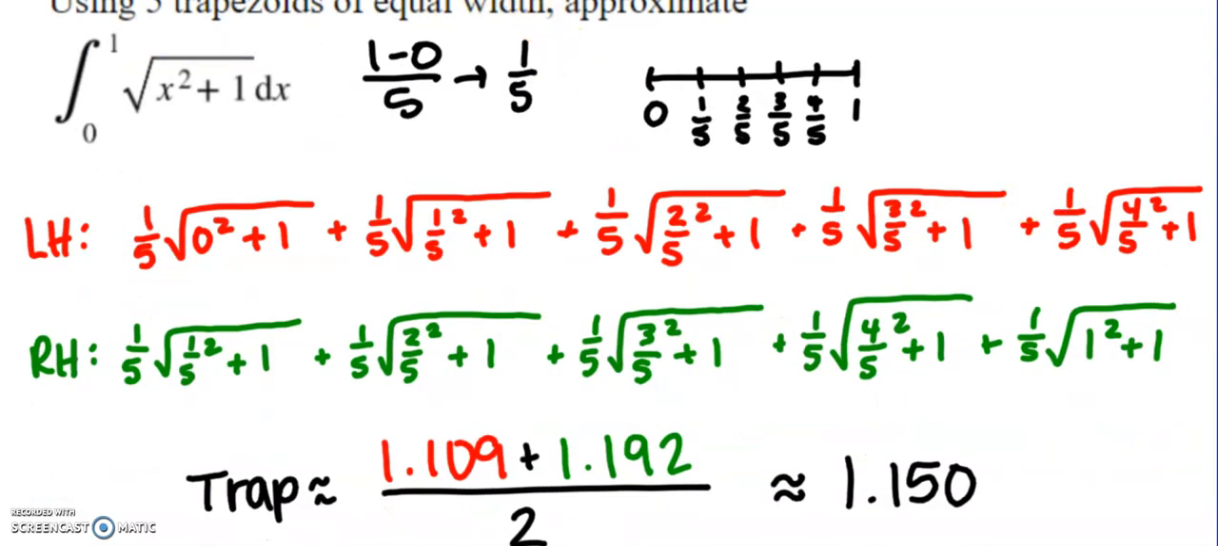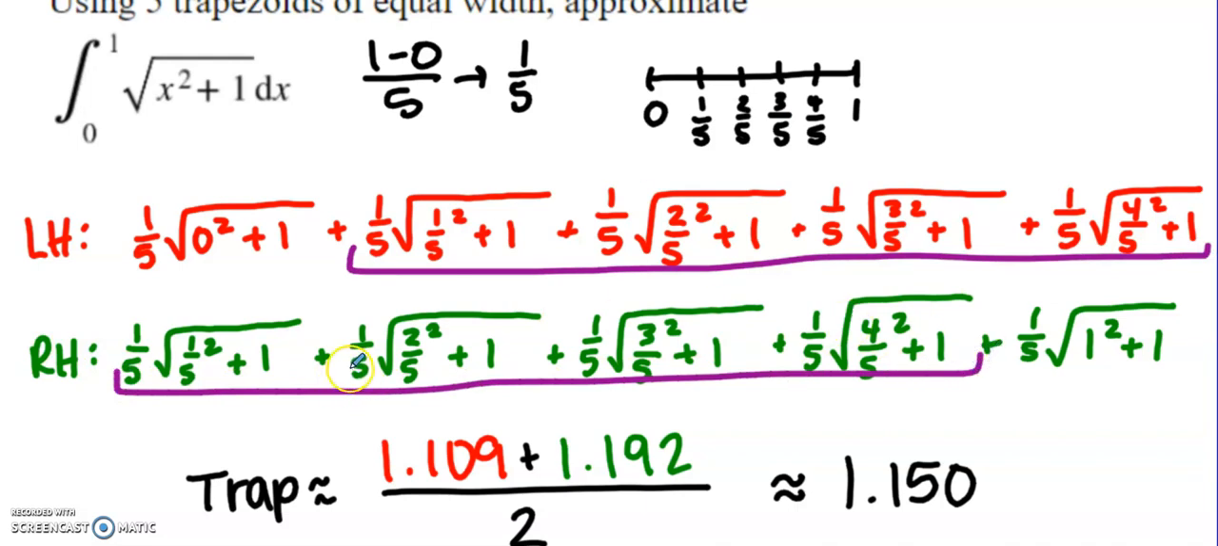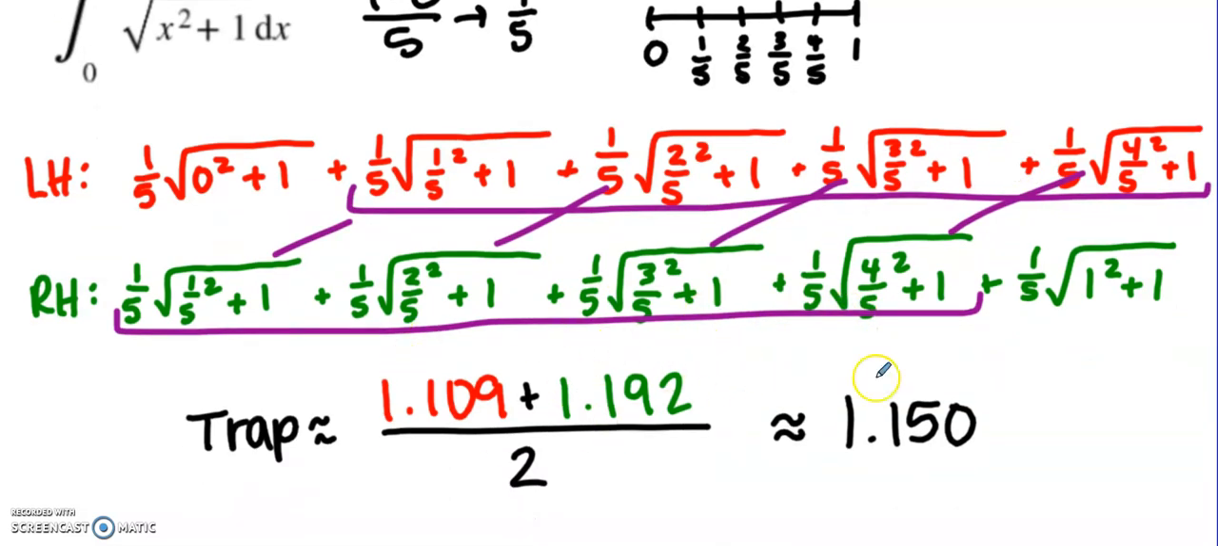Also, notice that our left-hand rule and our right-hand rule share these 2 things. So when you go to type in your right-hand rule after you found your left, don't retype in everything. That's so much work. Use these same 2 values, or I guess in this case, same 4 values, when you're finding your sum. That'll make things a little bit easier for you. So this one, my trapezoid rule, my left hand was 1.109, my right hand was 1.192. Add them up, divide by 2. My trapezoid approximation with 5 trapezoids is 1.150.